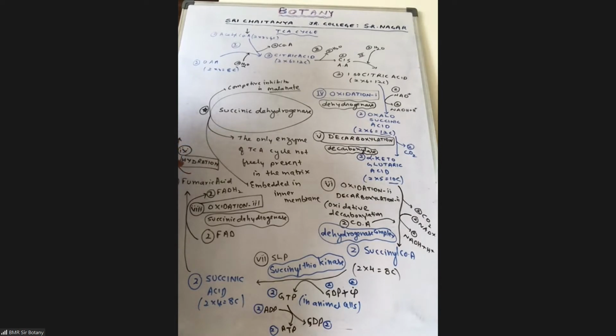So 2 water molecules added. So you get 2 molecules of malic acid, which can as well be called malate. 2, each with 4 carbons, 8. Here also 4 carbon, 8 carbons total.